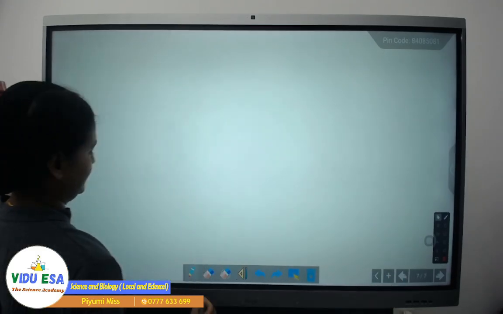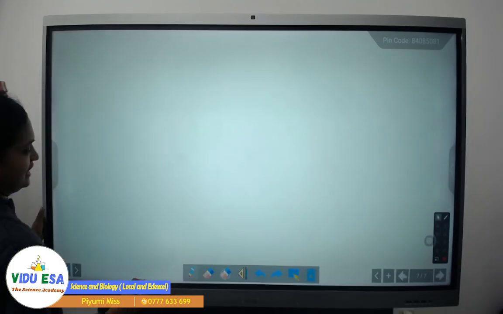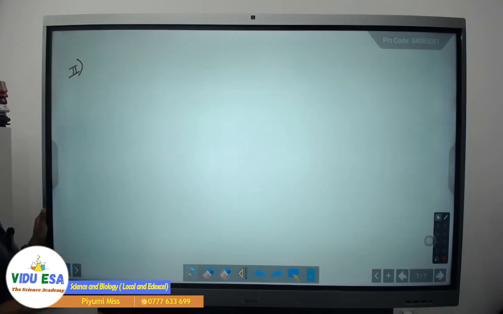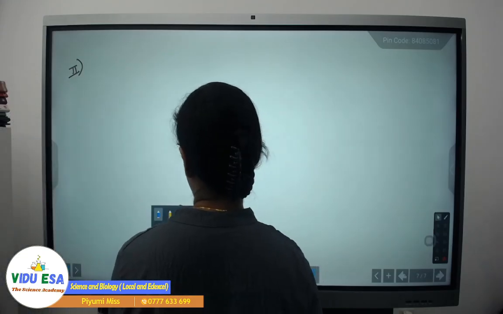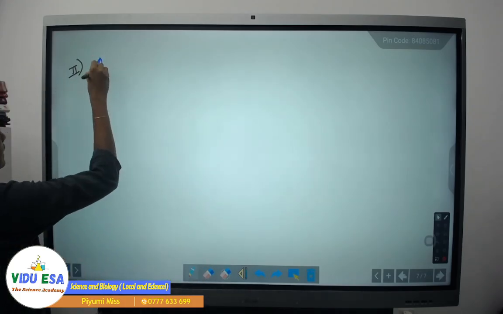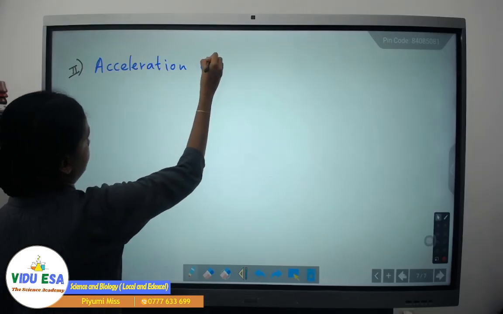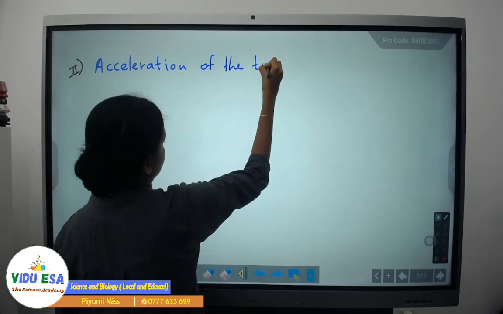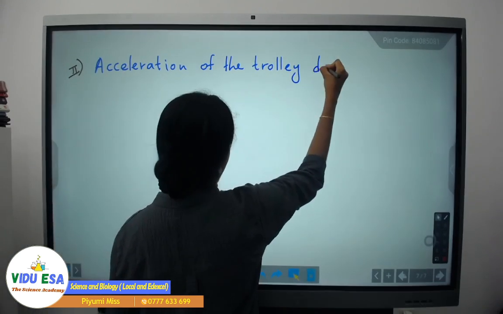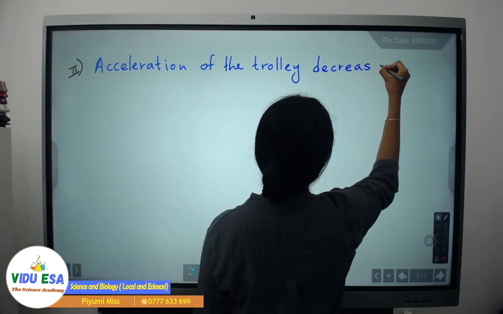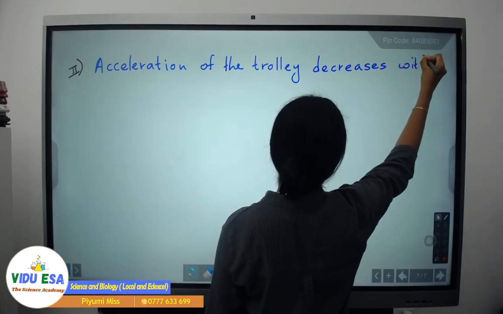Did you guess the next step? Yes. Then we need to show that the acceleration reduces with increasing mass. Acceleration of the trolley decreases with increasing mass.